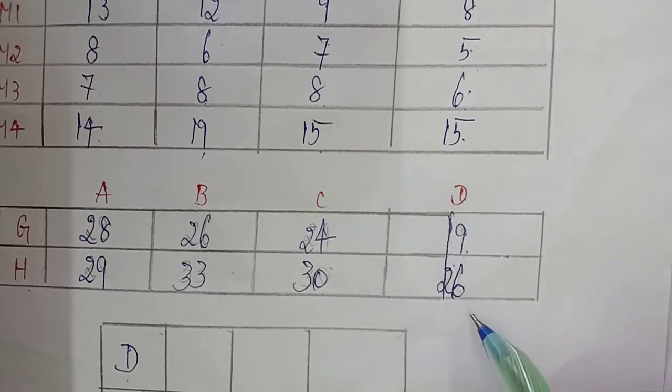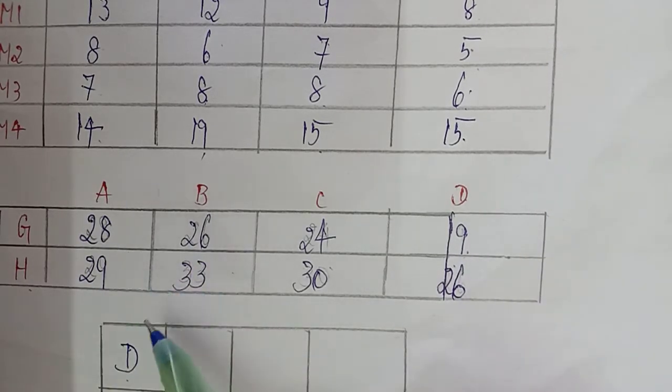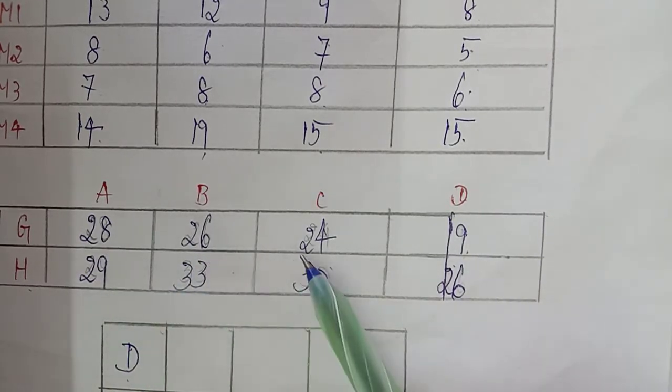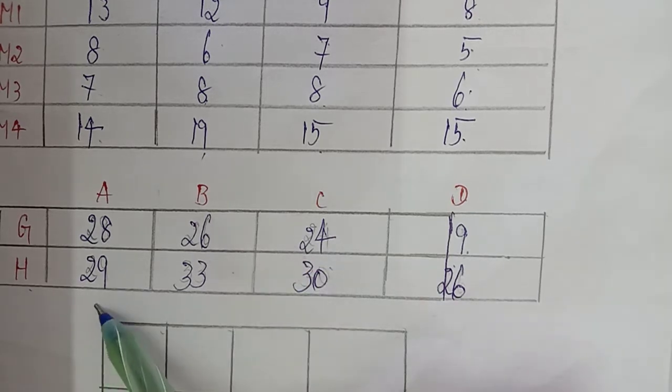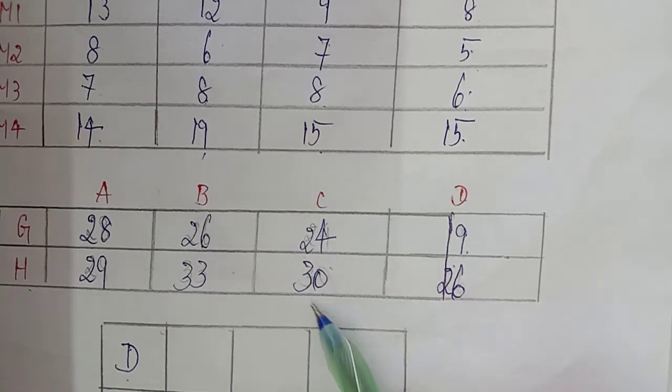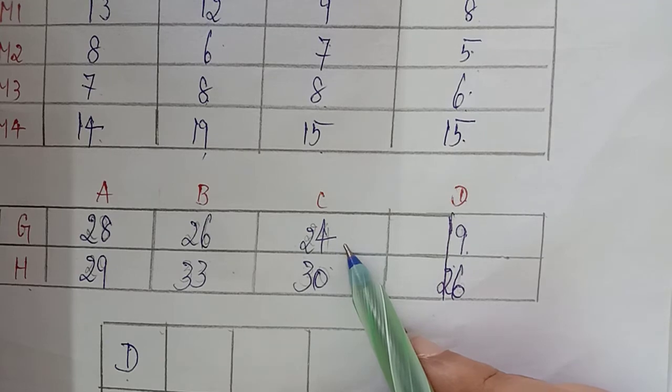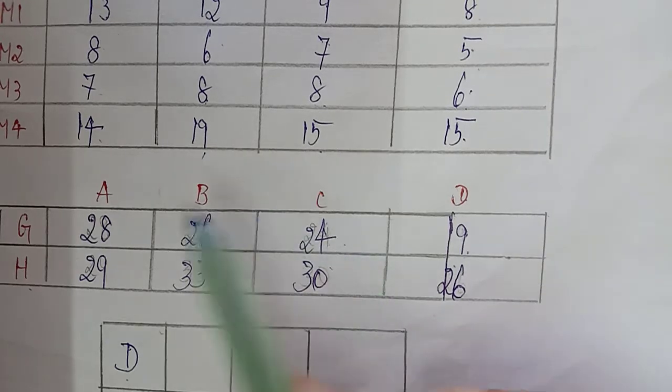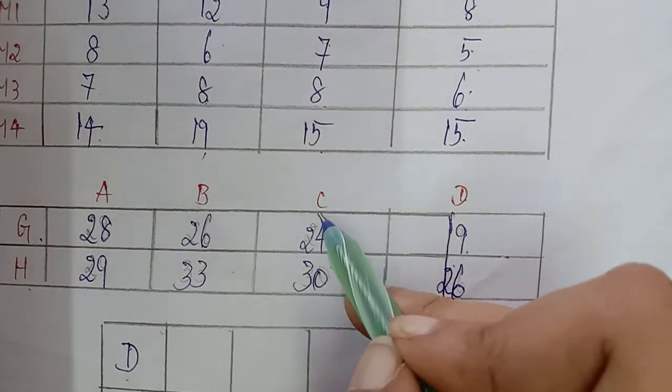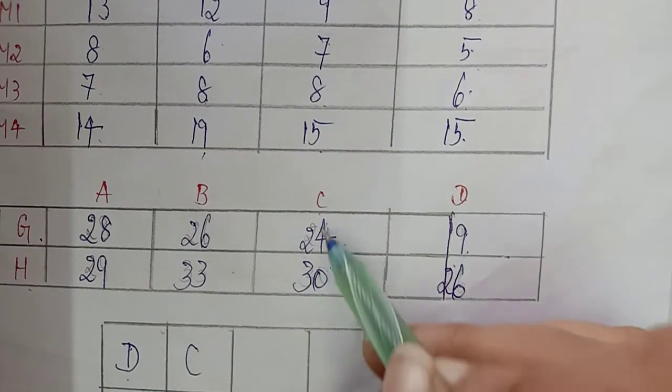Now you cut these processing times. The remaining processing times are 28, 26, 24, 29, 33, 30. The least processing time is 24. So that 24 corresponds to the first machine. Again from the left side only you have to allot the job C.